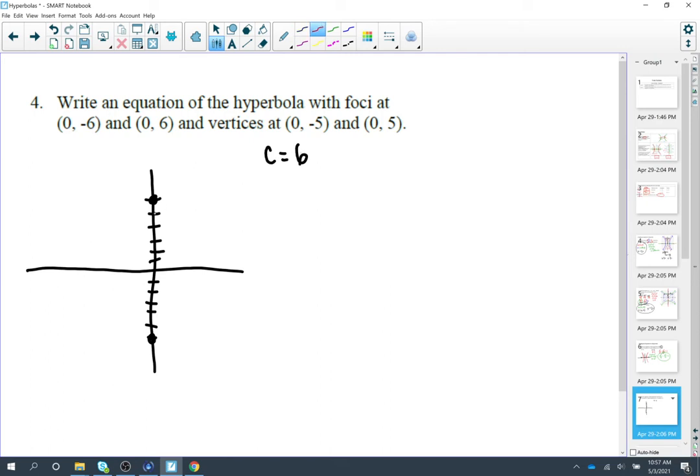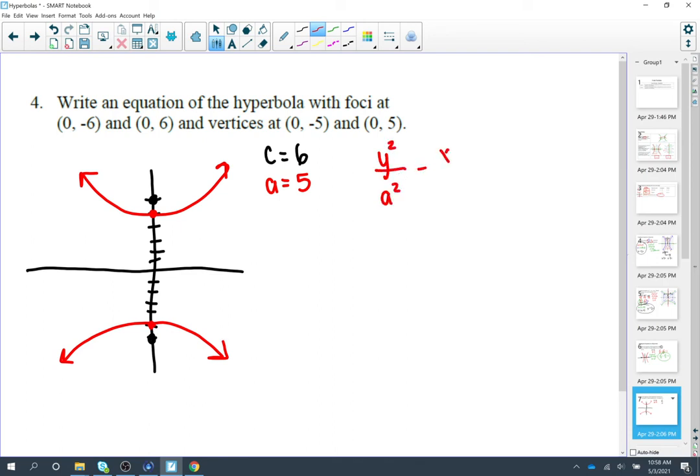Then we have our vertices, which are (0, -5) and (0, 5). And if those are your vertices, then again, your A value is going to be 5. Now, this time, because our vertices are on our y-axis and our foci are also on our y-axis, that tells us that our hyperbola is laying sideways and cuts through the y-axis. So if it's cutting through the y-axis this time, we're going to have y squared over a squared minus x squared over b squared equals 1.